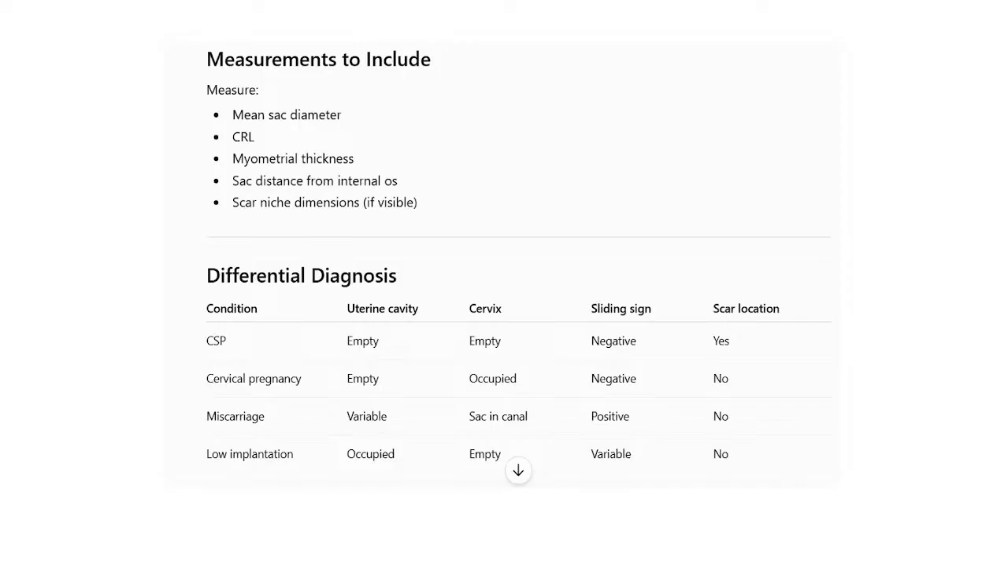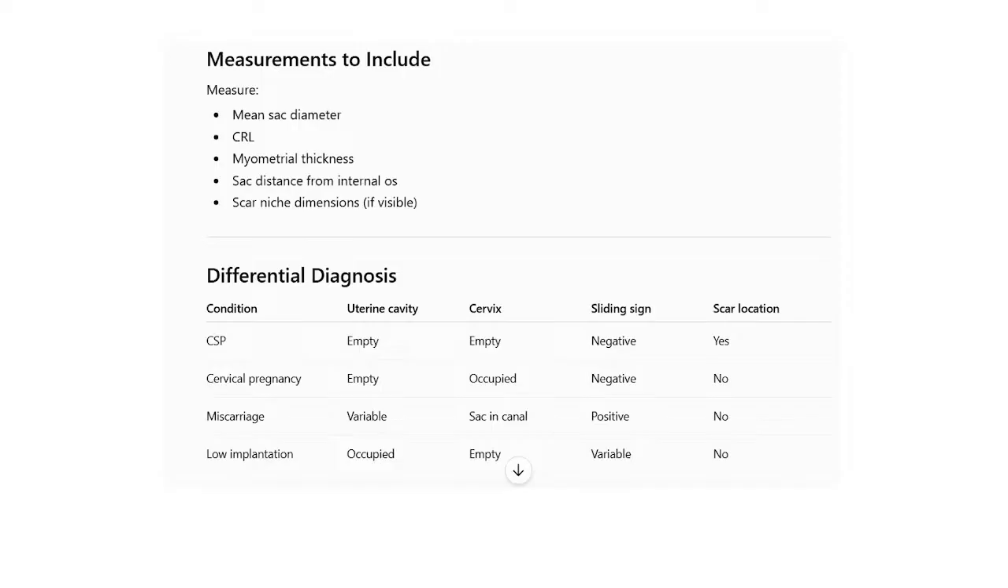So the differential diagnosis. Cesarean scar ectopic pregnancy: the uterine cavity is empty, the cervix is empty, the sliding sign is negative, and the scar location, yes. Cervical pregnancy: the uterine cavity is empty, the cervix is occupied, the sliding sign is negative, and the scar location, no.